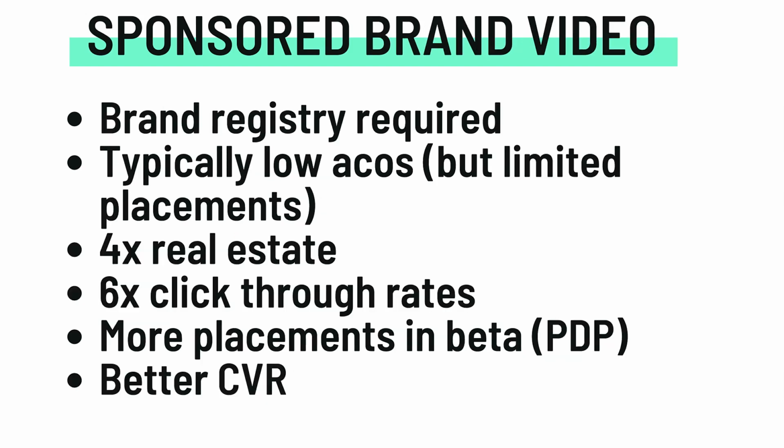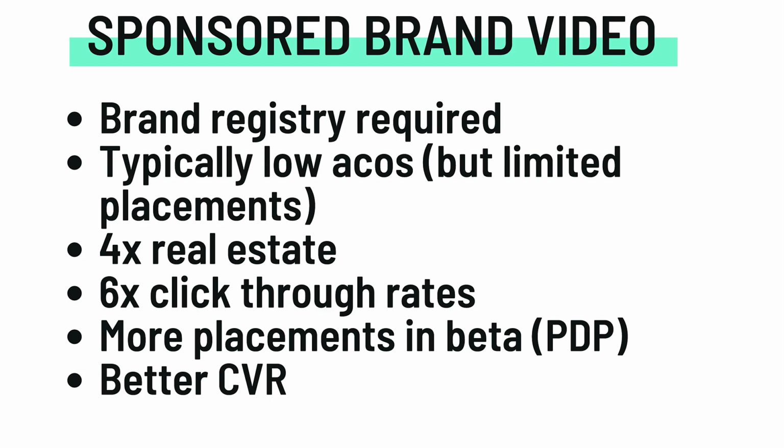The next is sponsored brand video, requires brand registry typically, and it's going to be typically a low ACoS. So you're going to have really efficient conversion to ad spend on this typically. The problem is that at least right now, there's typically limited placements. So not every keyword is going to show up for a video, and those that show up, they may limit the number of impressions that show up for video. So while it's super efficient and can tend to be really ROI accretive, you may not be able to run it at scale like you can standard pay-per-click.